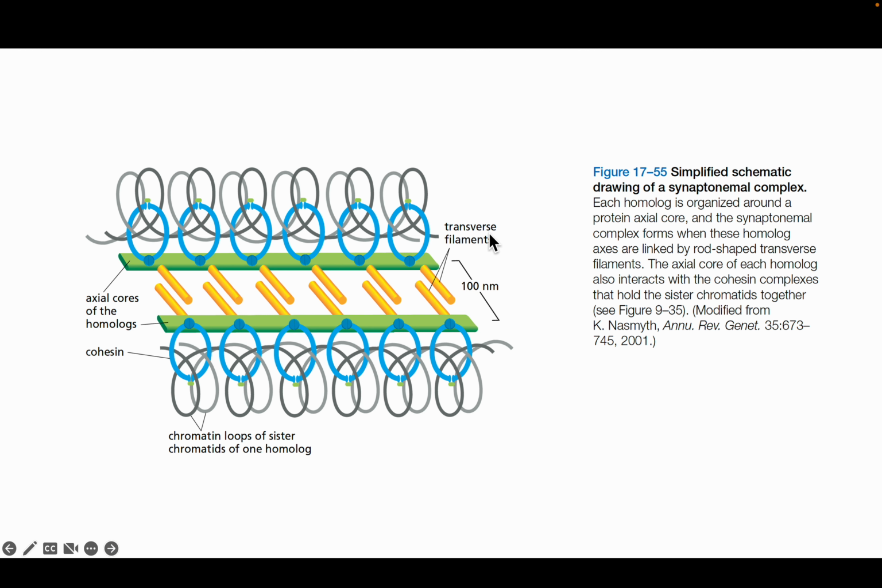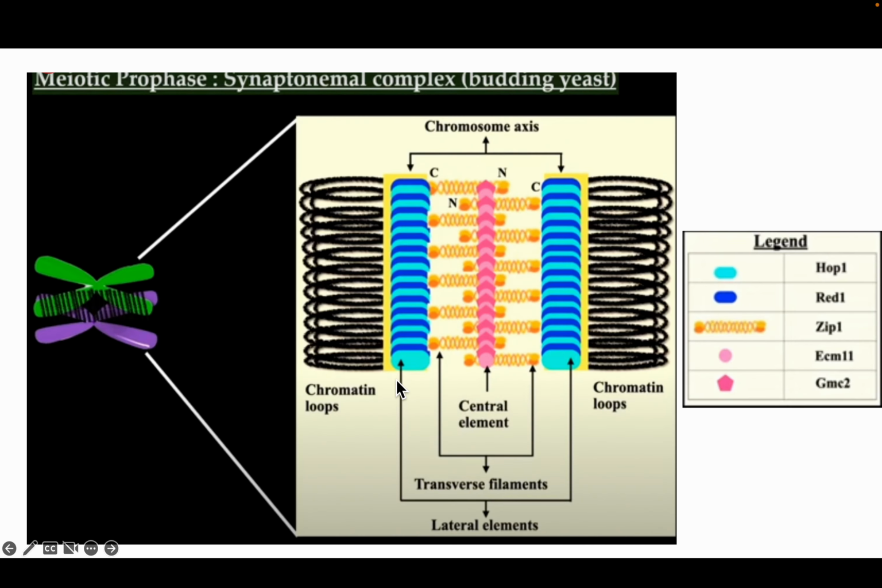So this is a simplified schematic drawing of the synaptonemal complex. Here you can see multiple proteins are associated with this linkage between two homologous chromosomes. This is one chromatid and this is another chromatid. These are chromatin loops of the sister chromatids of one homolog. Here you can see the axial cores of the two homologs. Cohesin proteins are there for condensation, and this distance is 100 nanometers. There are also some other proteins, like the transverse filament, which help in this linkage. We'll see it in a more detailed picture.